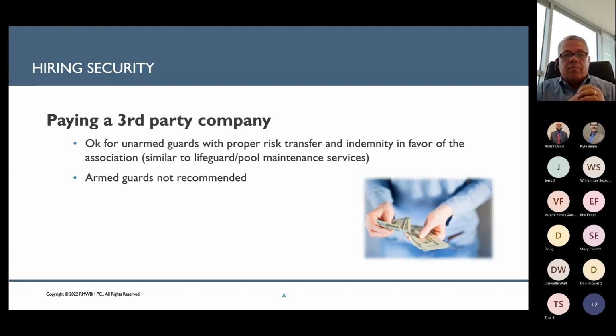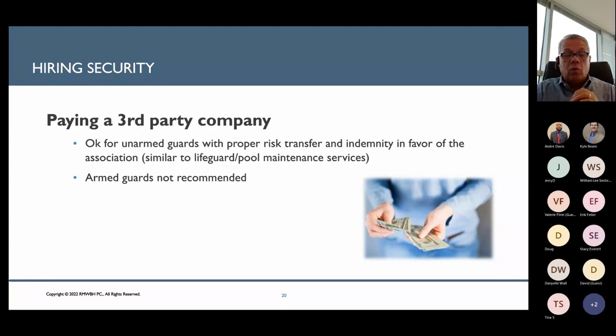And again, a third-party company is really the way to go. And here we're talking specifically about security. Same reasons: risk transfer that liability to that third party. A lot of people want armed patrols. We generally don't think they're recommended. If an armed guard shoots someone, everyone is going to get sued. There's probably not going to be enough insurance out there. It can be very risky, but we do know a lot of associations use them.